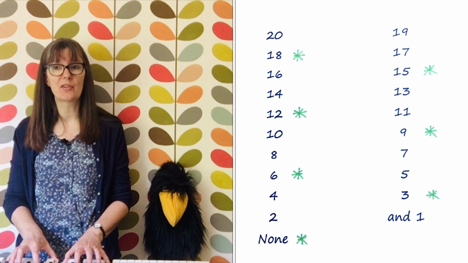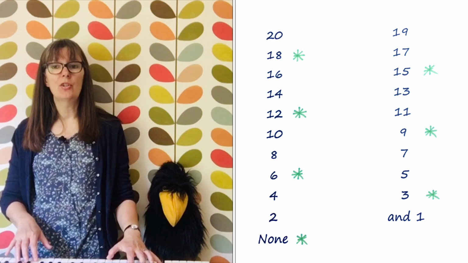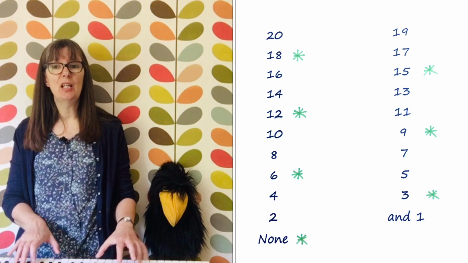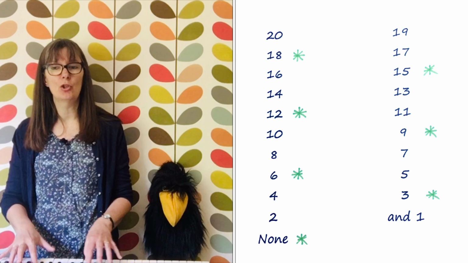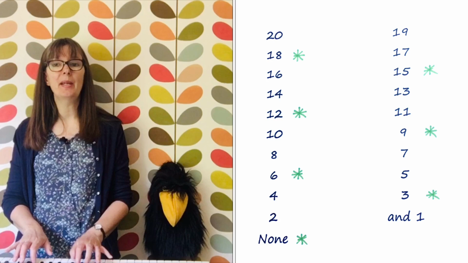20, 18, 16, 14, 12, 10, 8, 6, 4, 2, none. 19, 17, 15, 13, 11, 9, 7, 5, 3, and 1. Good. This time you're not clapping. This time you're not tapping. This time you're stamping if there's a box.